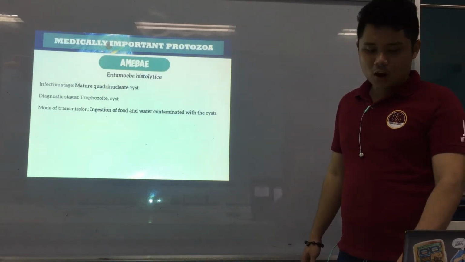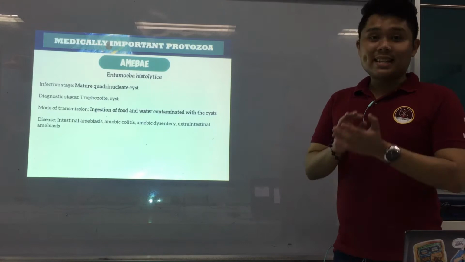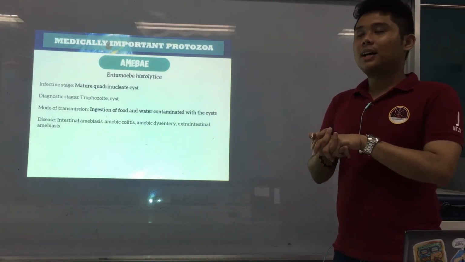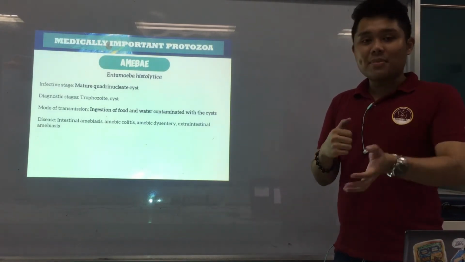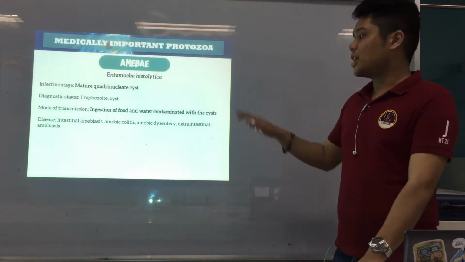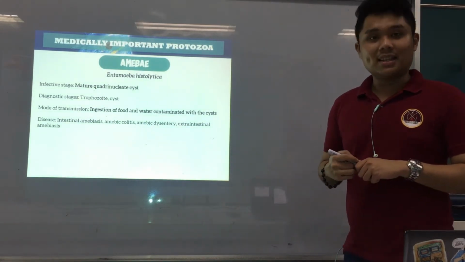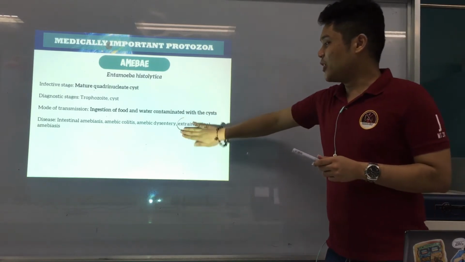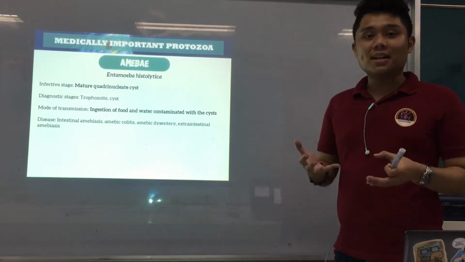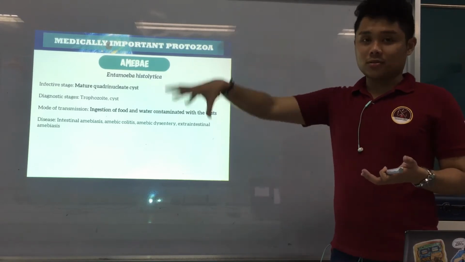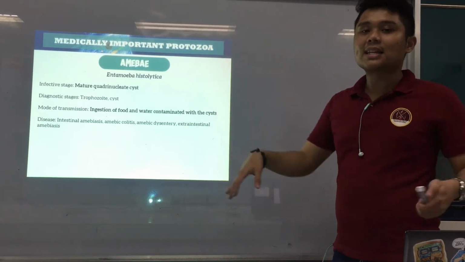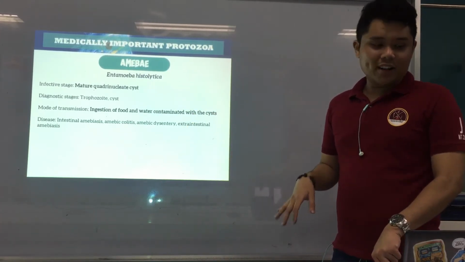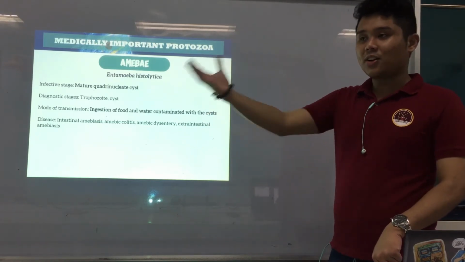And now, what are the diseases? Intestinal amoebiasis, of course. You have amoebic colitis, amoebic dysentery, and lastly, extra-intestinal amoebiasis. Now, what do you mean by extra? Joke only. When we say extra-intestinal, the amoeba, the trophozoite, goes out of the intestines and infects other organs. So extra-intestinal means outside of the intestines.